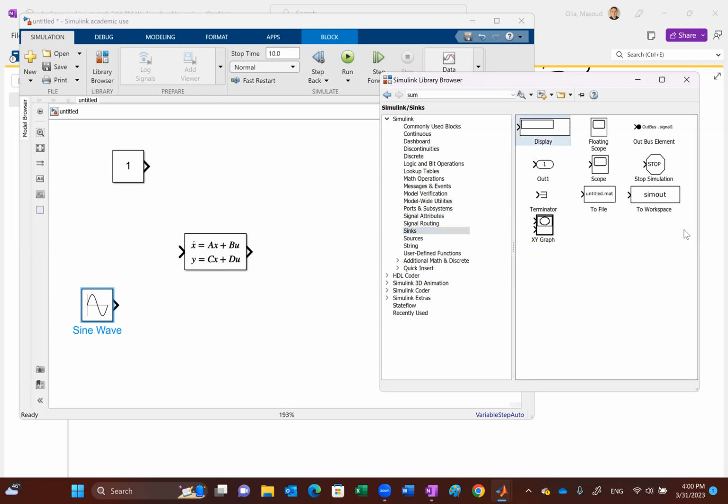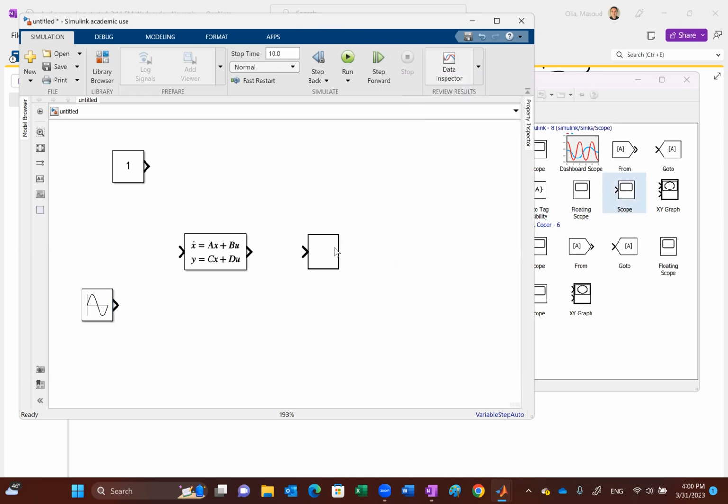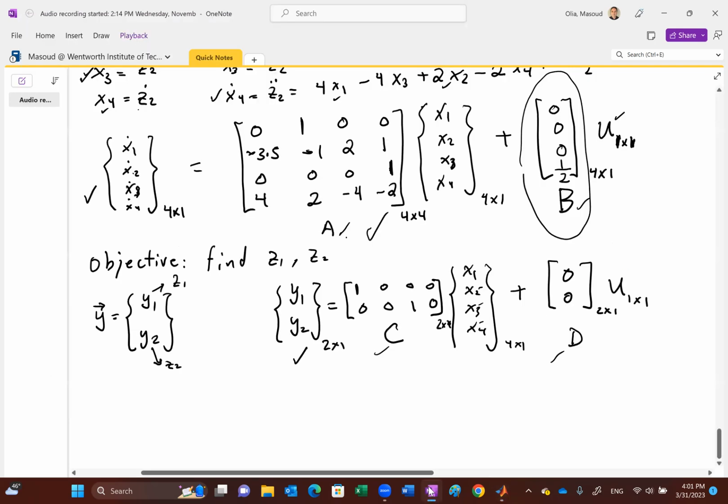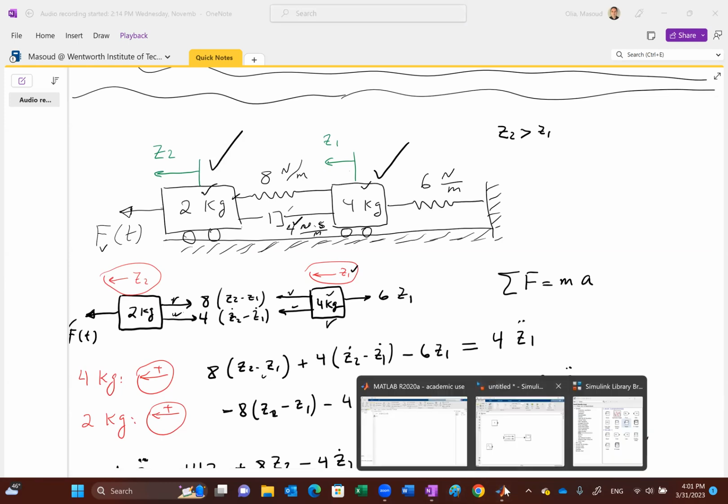Let me just go up a little bit here. I can't get the scope, so let me search for it. Scope, oh, here we go. So here, the scope, and we are all set. So now we're going to connect these. So this is basically your output. Remember, there are 2 outputs here, Z1 and Z2, right? And Z1 represents what? The position of mass 1. Let's see, Z1 is the position of the 4 kilogram mass, and Z2 is the position of the 2 kilogram mass, right? Let's go back to our block here.